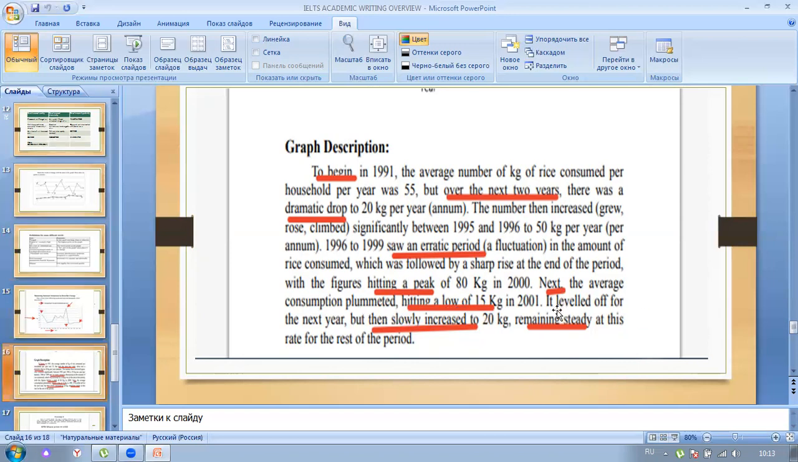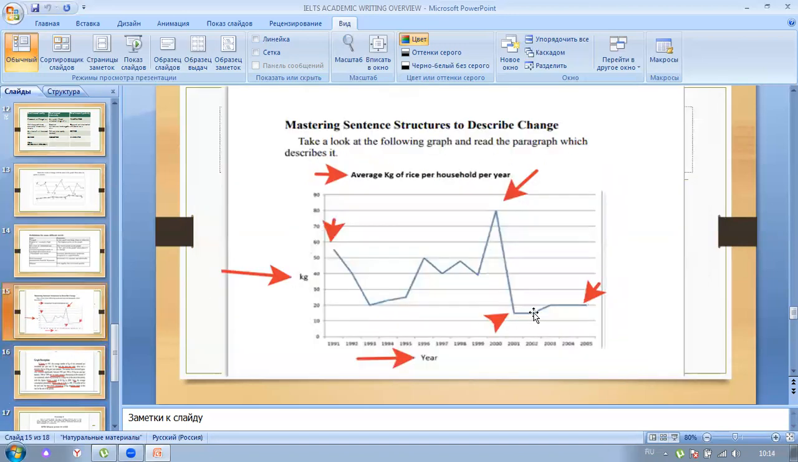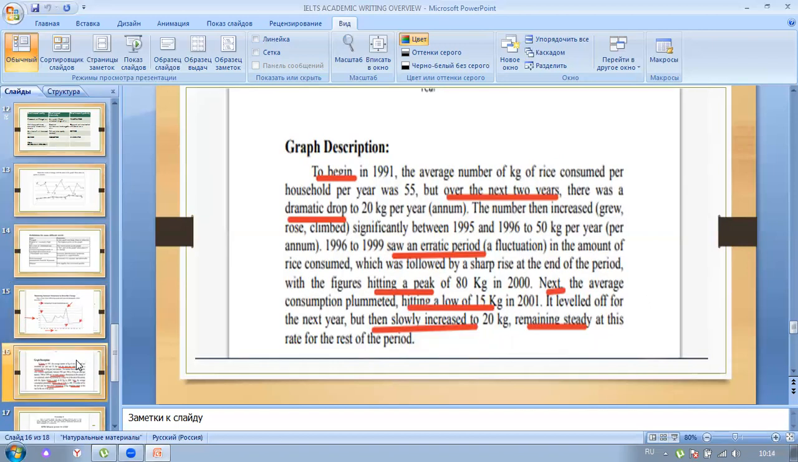Then it leveled off for the next year. Ozgina ko'tardi, leveled off, but then slowly increased. Nimaga slowly increase? Prosta increase desak bo'ladi-ku, chunki ozgina ko'tarilgan. Shuni tushunishimiz kerak. Har xil examplelardan foydalanganda bitta qo'shimcha kerak. Masalan, drastically degan tez degani, to'g'rimi? Drastic emas, slowly degani bo'lsa, ozgina ko'tarildi.